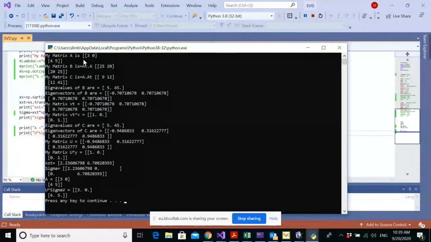This is the display, the printing out of the matrix 3045. This is B, which is 25, 20, 20, 25. This is A, which was obtained. This is C, which is 9, 12, 12, 41. Now, for the eigenvalues, I have 45, exactly what is obtained. And these are the eigenvectors.